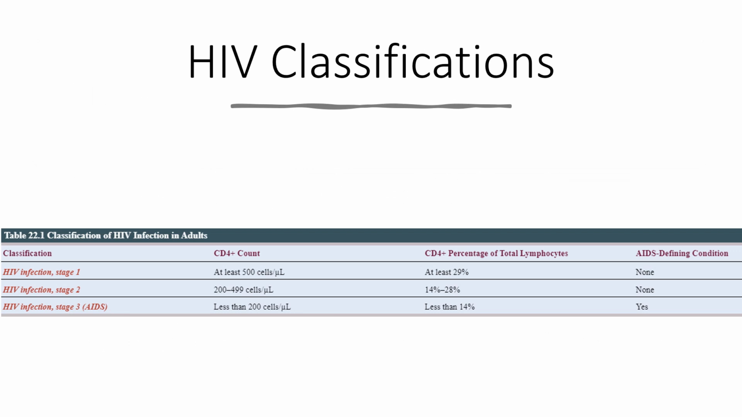So, HIV classifications. Stage 1 is when the CD4 count is at least 500. Stage 2 is when it's 200 to 400, and then when the HIV infection has become AIDS is when they fall less than 200.